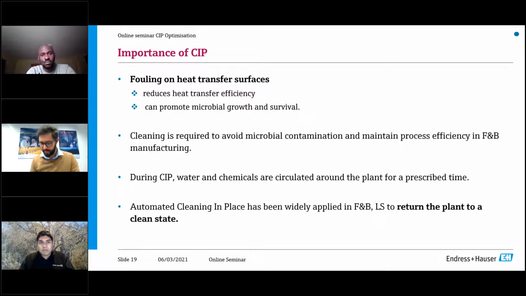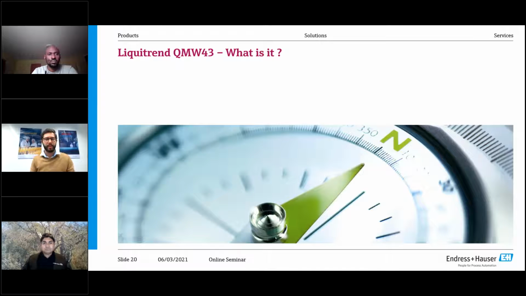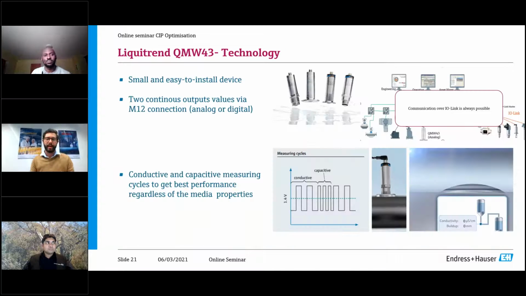Is there an instrument in the marketplace that can actually measure how effective our CIP has been done in the process? Awesome. Great question, Darren. So I'm going to talk a little bit more about the QMW43, which is a new sensor Endress+Hauser developed and launched, which is a sensor that can measure the build-up height within tanks and pipes, which is a very interesting approach.